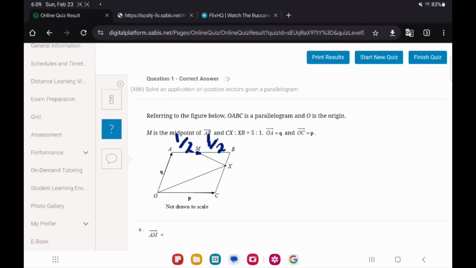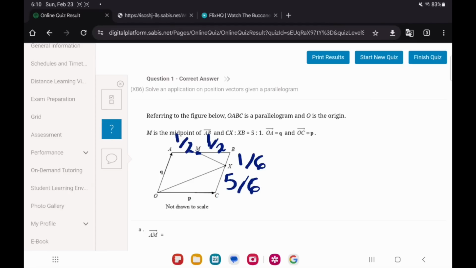And then they tell us that CX to XB is 5 to 1. So let me erase the line so you can see. So 5 to 1. If you add 5 and 1, so you can find the fraction, you get 6. So XB is 1 over 6 and CX is 5 over 6, okay?